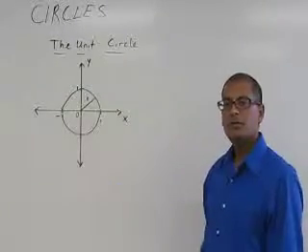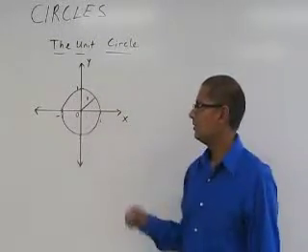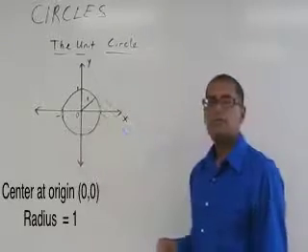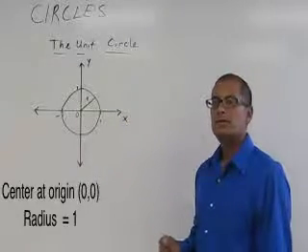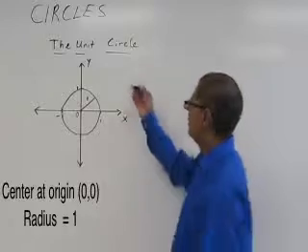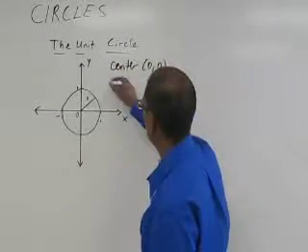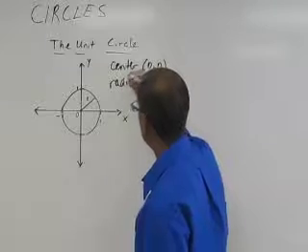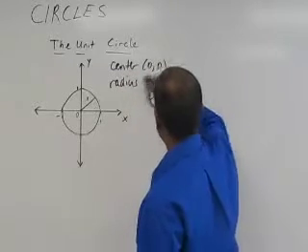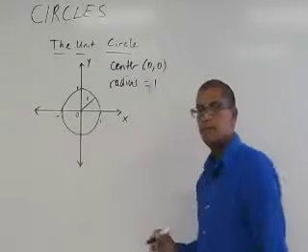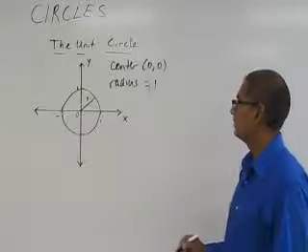And the unit circle is a circle that has a center at the origin with a radius of 1. So if the center of the unit circle is 0, 0, and the radius is equal to 1, what is the equation of this unit circle going to be?